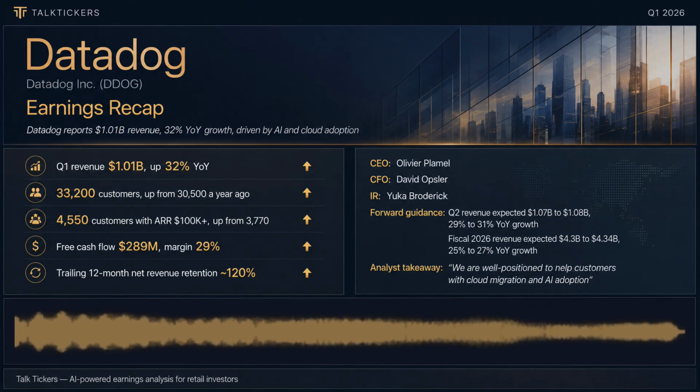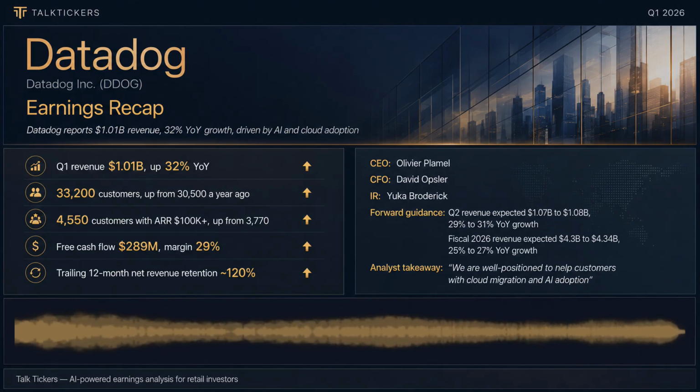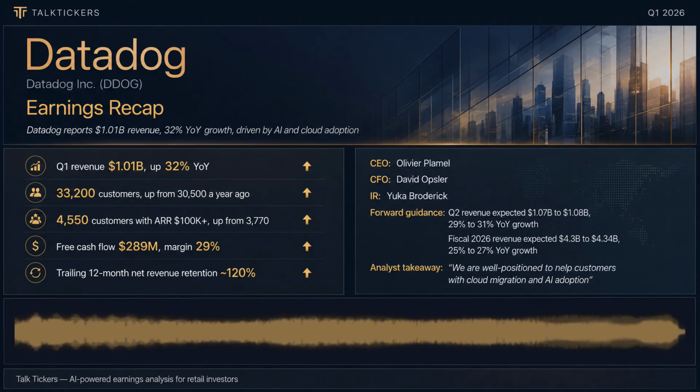So the actionable takeaway for you, the listener, is this. If you are holding or considering DDOG, you have to accurately categorize what you are buying. You are not buying a highly speculative AI startup that hopes to figure out a monetization strategy in 5 years. You're looking at an apex predator in the enterprise software ecosystem.